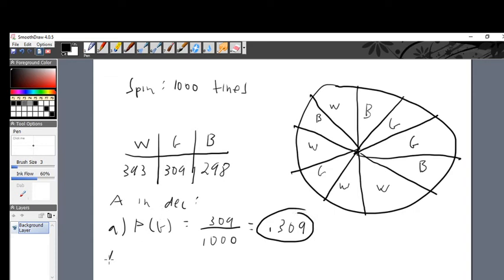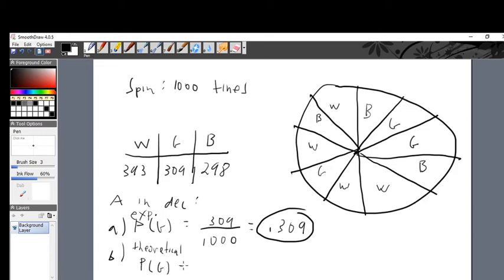B. What's the probability of? This is very important. The question is the experimental probability of G. The next question is the theoretical probability of G. They're asking the theoretical probability of G. That's a different answer. Let me show you exactly what I mean.